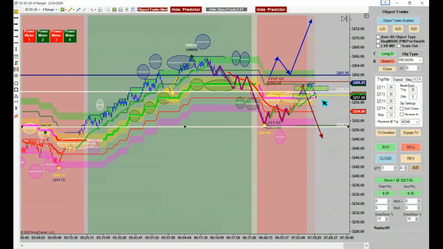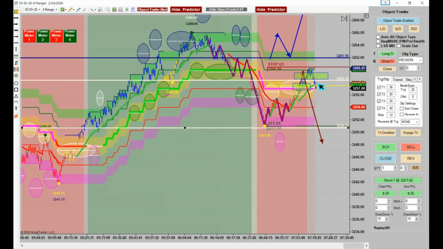Okay. Because we did break out of the box. So sometimes you'll miss getting in the actual box. You might have even missed the trend line if you drew a trend line. You can clearly see a trend line's right underneath there, right? So it's breaking it right there on that bar. Okay? Everybody see that?